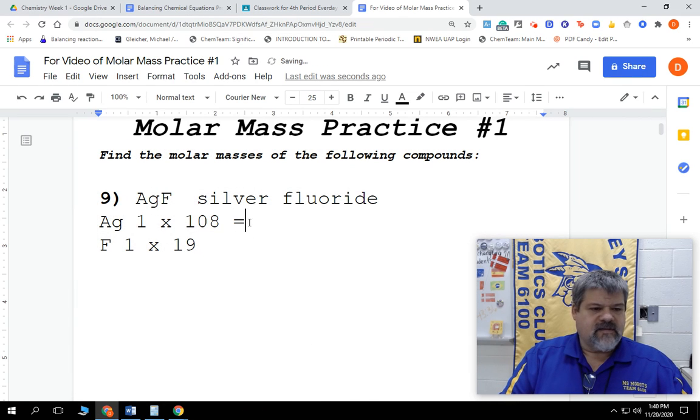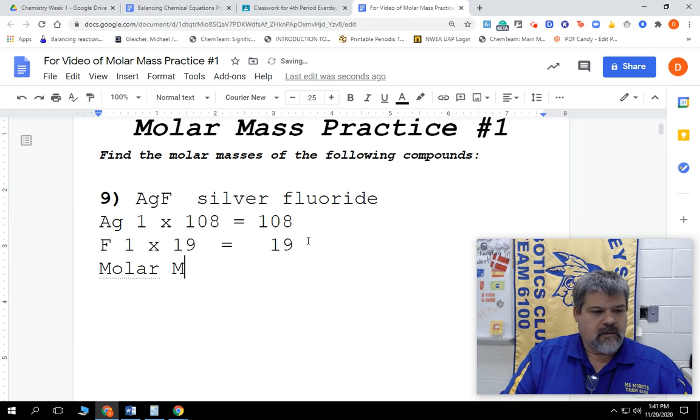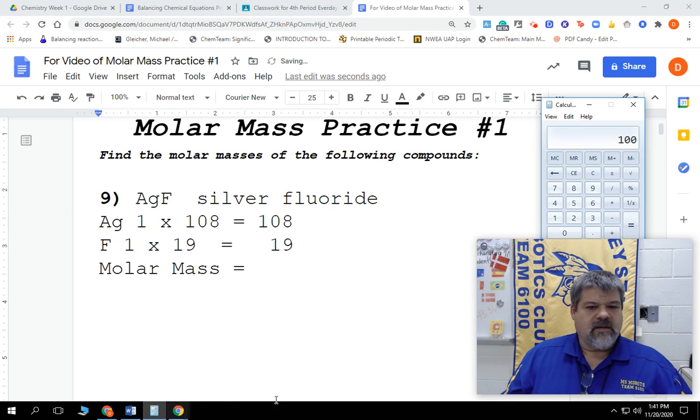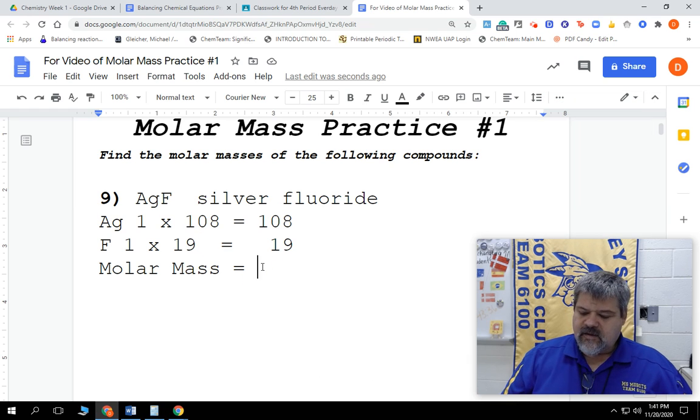Now, I don't have to put that equal sign in there, but I'm going to do it because I think it's important. We're going to put 19 here because we only have one of them, and 1 times 108 is going to be 108. Now we're going to add those together, and that's going to be our molar mass. If I get the calculator out, 108 plus 19 equals 127. So we're going to put that in there, 127.